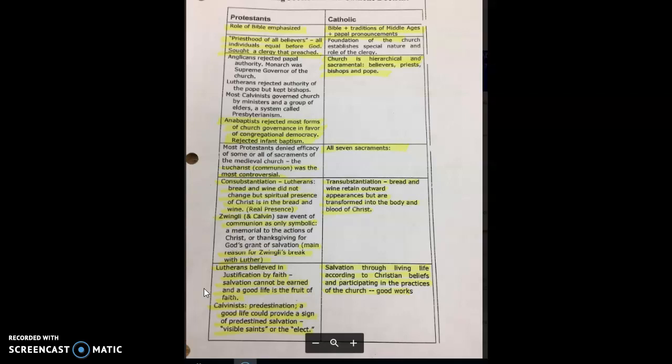Whereas Lutherans believe in justification by faith. So again, faith alone can earn you salvation, according to Luther. Calvinists throw all of that out the window and believe in predestination. And it says a good life could provide a sign of predestined salvation. We call those individuals the visible saints or the elect. And if you look at the people who are very prosperous, thanks to their hard work, Calvin believes that that is a sign of the elect.